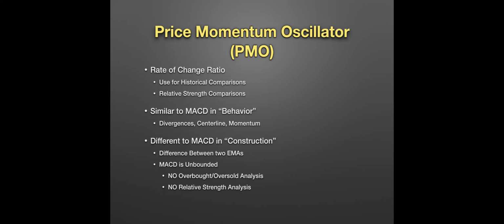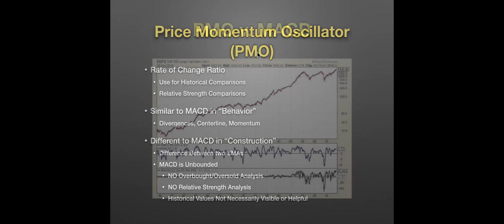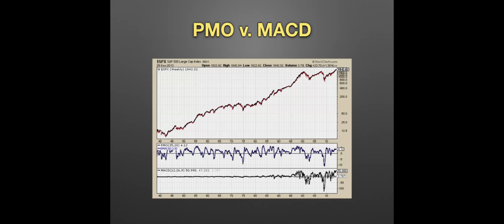And you can't use relative strength analysis like you can with the PMO. So I think that also adds to its strength. And then, like I said, historical values aren't necessarily visible or helpful with the MACD. Here's an example of the PMO versus the MACD on a weekly chart.